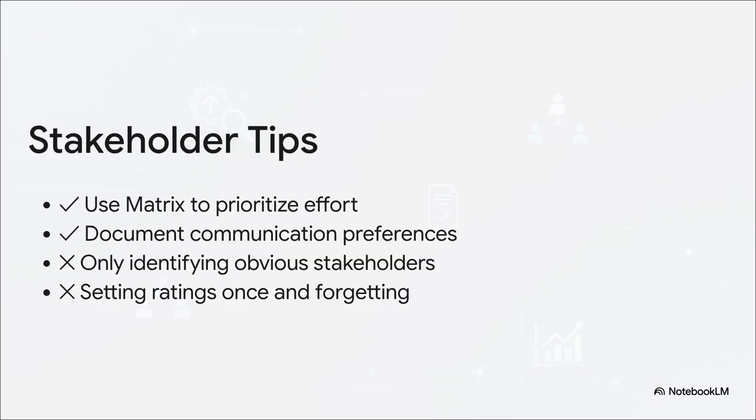Before moving to the next step, make sure you really think outside the box. A huge mistake is only identifying the obvious stakeholders. It's the hidden influencers, like external regulators or community groups, that will cause the most damage if you ignore them. And remember, power and interest shift over time, so don't just set these ratings once and forget about them. Prioritize your effort with the matrix, document exact communication preferences, and keep updating this as your project evolves.